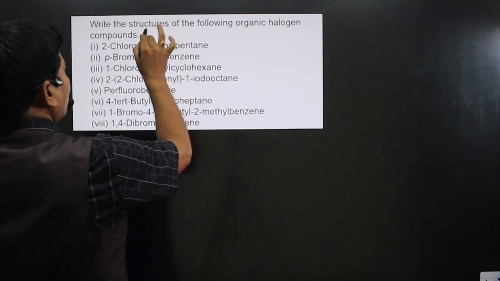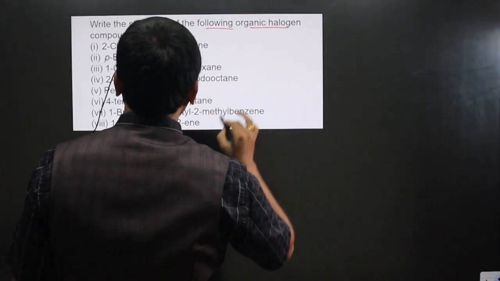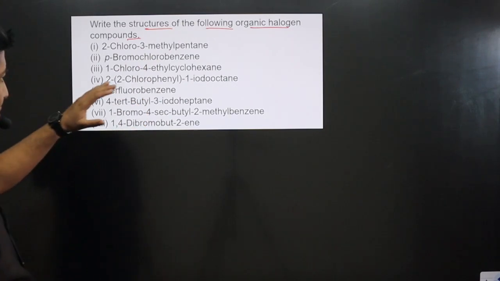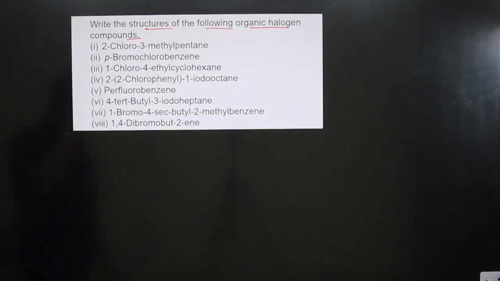The question says write the structures of the following organic halogen compounds. For these given compounds we have to write the structure. Okay, first of all we select the parent chain.